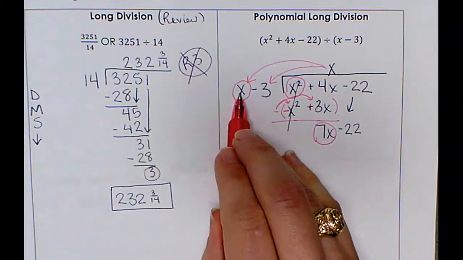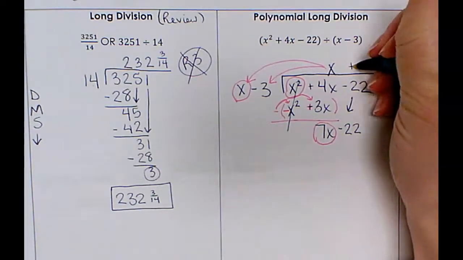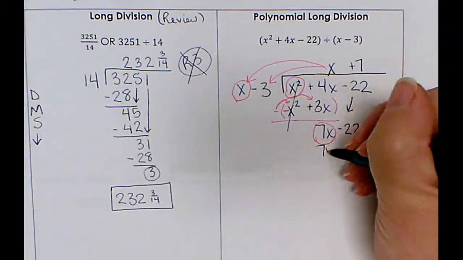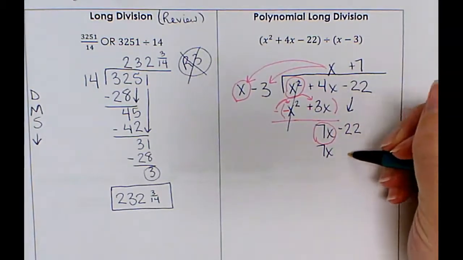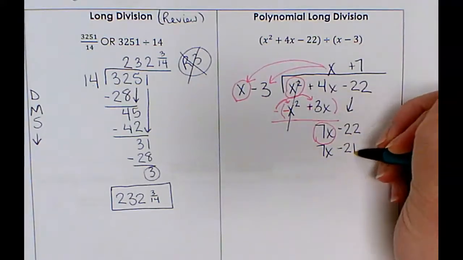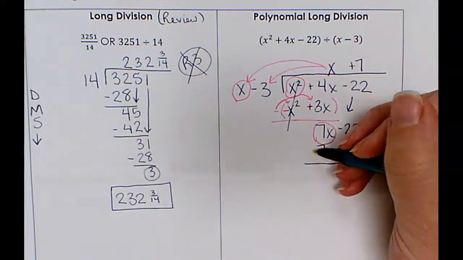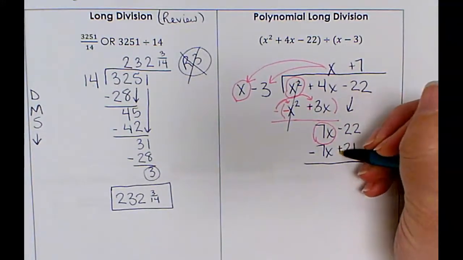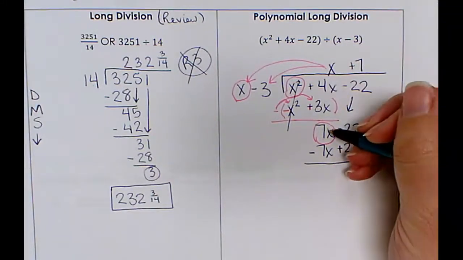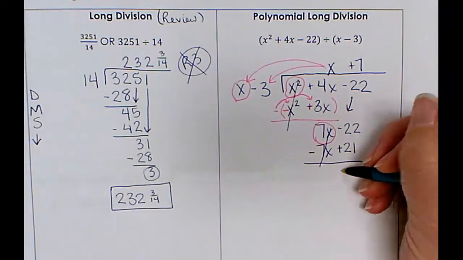7x divided by x is 7, a positive 7. I multiply. 7 times x is 7x. And I don't have anything here, but that's because I need to multiply 7 times negative 3, which is negative 21. I'm going to subtract these terms, but I need to subtract both of them. So subtraction, subtraction. Subtracting a negative makes it addition. Keep that in mind. 7x minus 7x is 0. Negative 21 plus 21 is 0, so negative 22 plus 21 is negative 1.